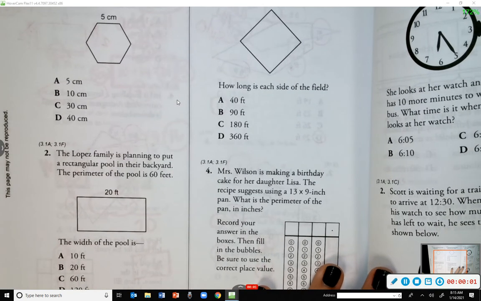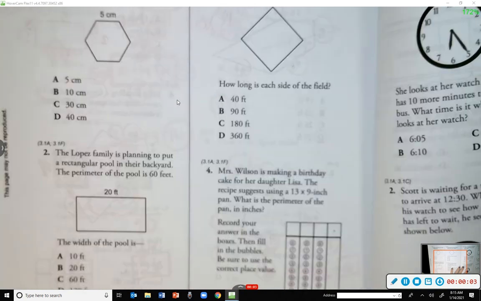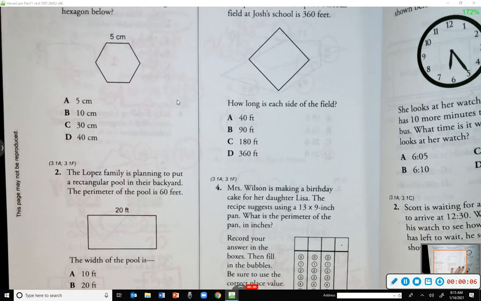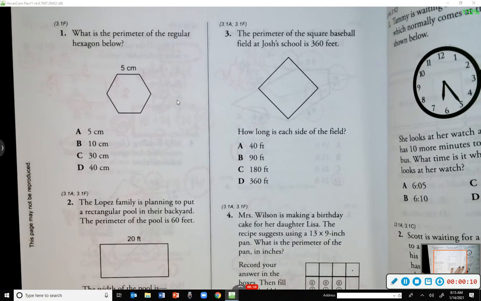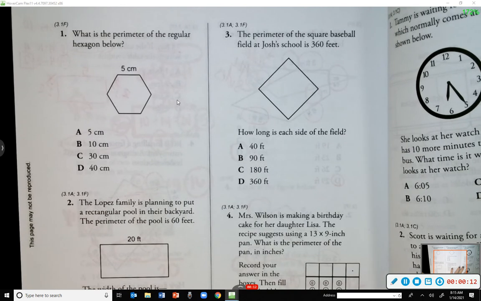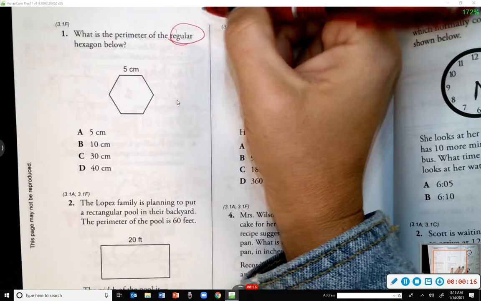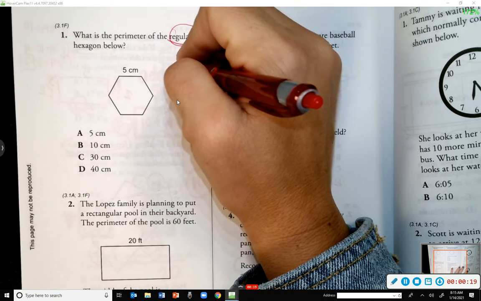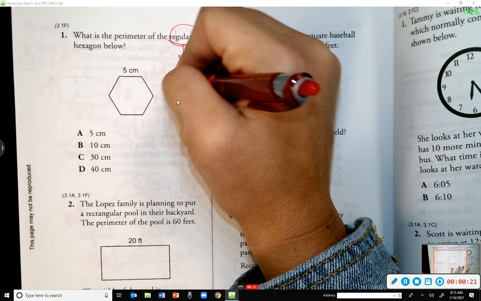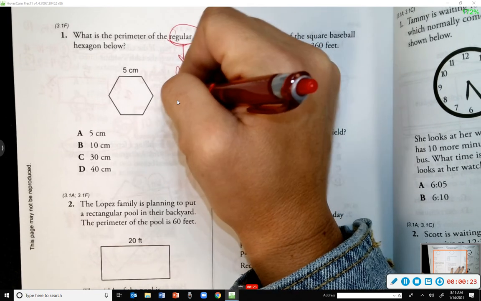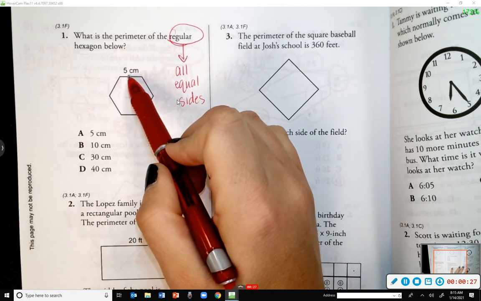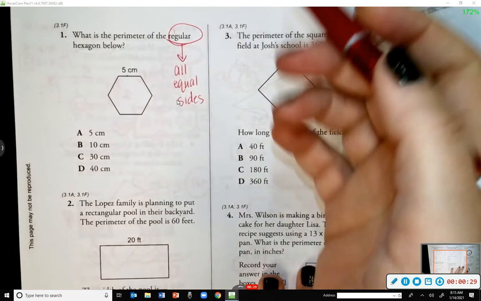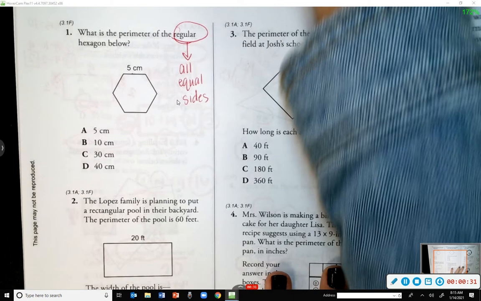Okay, for your warm-up today, we're doing page 118 in your Star Master book, Thursday, January 14th. Number 1 says, what is the perimeter of the regular hexagon? When it says regular, that means it is a shape that has all equal sides. So if it gives you just a 5, that means you need to put the 5 on all of the sides. Okay?